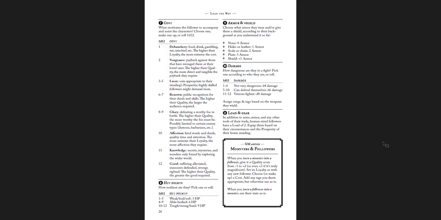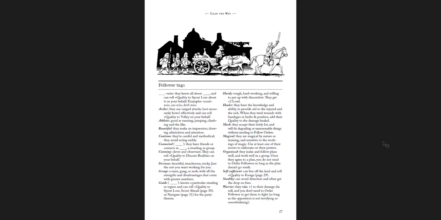You have instincts and then costs, and I like the way the costs work, what motivates this follower, and mostly it's going to be lucre, renown, or glory, but it could be debauchery, vengeance, affection, knowledge, or good. So less likely to have those other things, but it could be, so you can roll up particular followers. How many hit points do they have, armor and shields, damage, and load and gear, and then the difference between monsters and followers. And here are some of these follower tags that you could have, right there.